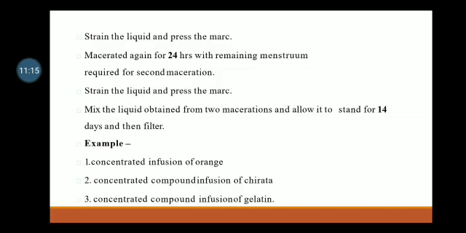Strain the liquid and press the marc. Macerate again for 24 hours with the remaining menstruum required for the second maceration. Strain the liquid and press the marc. Mix the liquids obtained from the two macerations and allow to stand for 14 days and then filter. Example: concentrated infusion of orange, concentrated compound infusion of chirata, and concentrated compound infusion of gentian.